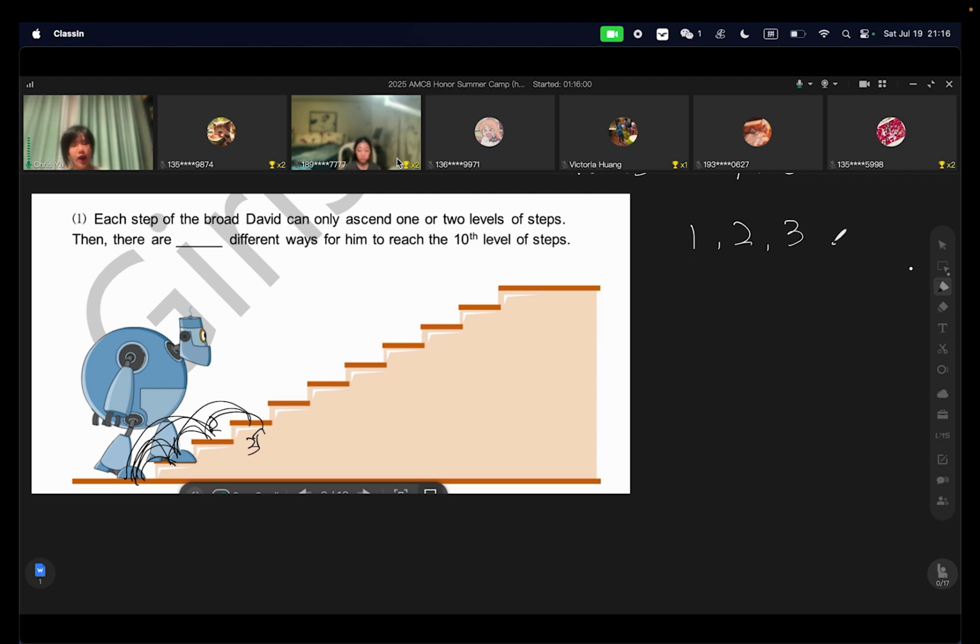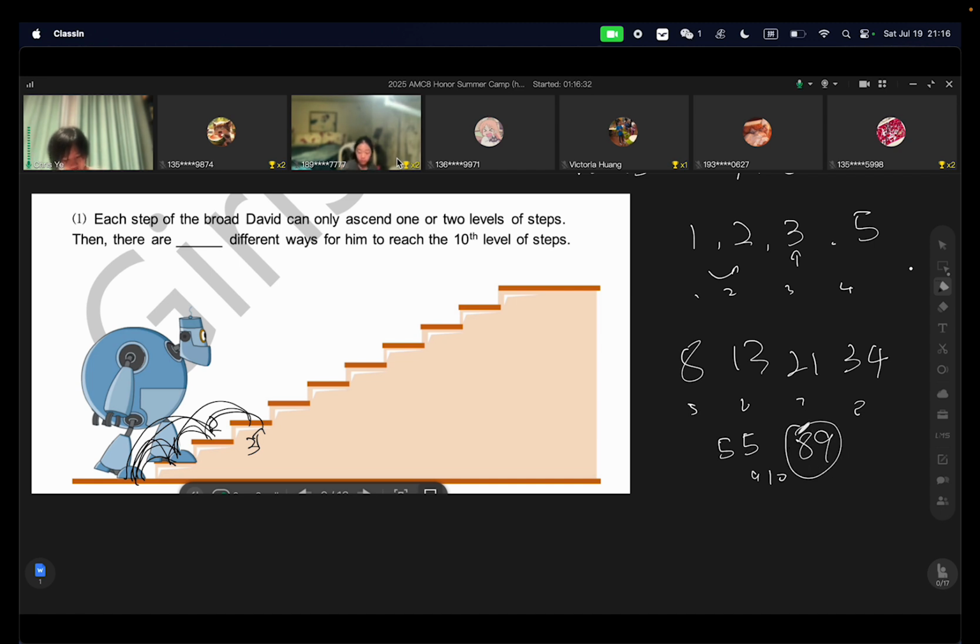By noticing the pattern, we can see that it is a Fibonacci sequence. The next number is the sum of the two previous numbers. Therefore, there are going to be 5 ways for him to get onto the 4th step. For the 10th step, we can just count 1, 2, 3, 4, then 5, 6, 7, 8, 9, 10. 3 plus 5 equals 8, and then 13, 21, 34, 55, and lastly, 89. So there are 89 different ways for him to reach the 10th level of steps. Any questions?